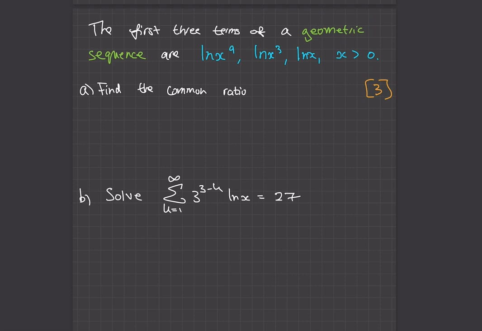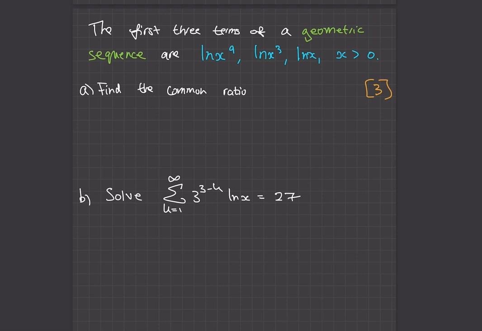So today we're going to be looking at a combination of questions. It is logarithms, which is one of our favorite topics, and it's also sequences. So sequences in general, infinite sums, common ratios, but in the context of logarithms. It's given that the first three terms of a geometric sequence are given by ln x^9, ln x^3, and ln x, where x is a positive number. And we have to find the common ratio.